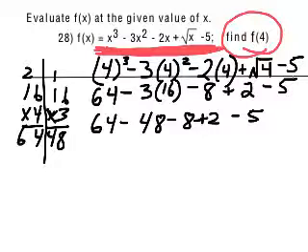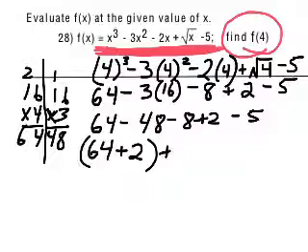Okay, so if we want, we can put all our negative numbers together and positive numbers together, right? We can say that all of these are signed numbers, 64 plus a negative 48 plus negative 8 plus 2 plus a negative 5. You can do it that way, or you can just do it from left to right. Either way works. So, just for laughs, I think I'll separate them. 64 plus 2. Okay, I have my one group. And then negative 48, whoops, negative 48 minus 8 minus 5.